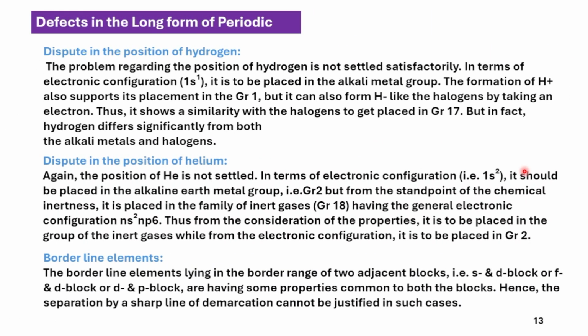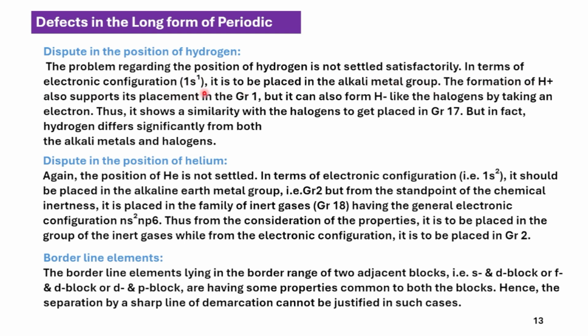Now let's see some defects in the long form of the periodic table. The first one is the dispute in the position of hydrogen. The problem regarding the position of hydrogen is not settled satisfactorily. In terms of electronic configuration, 1s1, hydrogen has only one electron, which is in the 1s orbital. So it is to be placed in the alkali metal group.